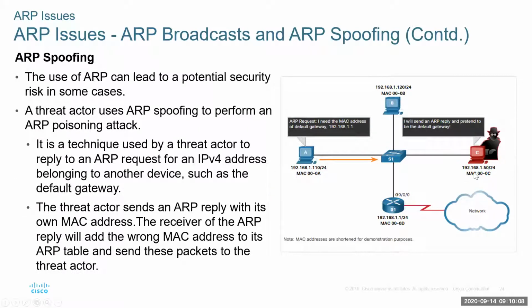However, ARP spoofing, as I mentioned before, leads to a potential security risk. What happens is this threat actor over here performs an ARP poisoning attack. It's used to reply to an ARP request for an IP address belonging to another device, such as the default gateway, which is typically what we would attack. In that case, we would send an ARP reply with its own MAC address, and therefore the receiver of that ARP reply would add the wrong MAC address to its ARP table and then send those packets over here to the threat actor. Again, the threat actor can re-encapsulate those packets and send them on out to the gateway if it chose to do so.